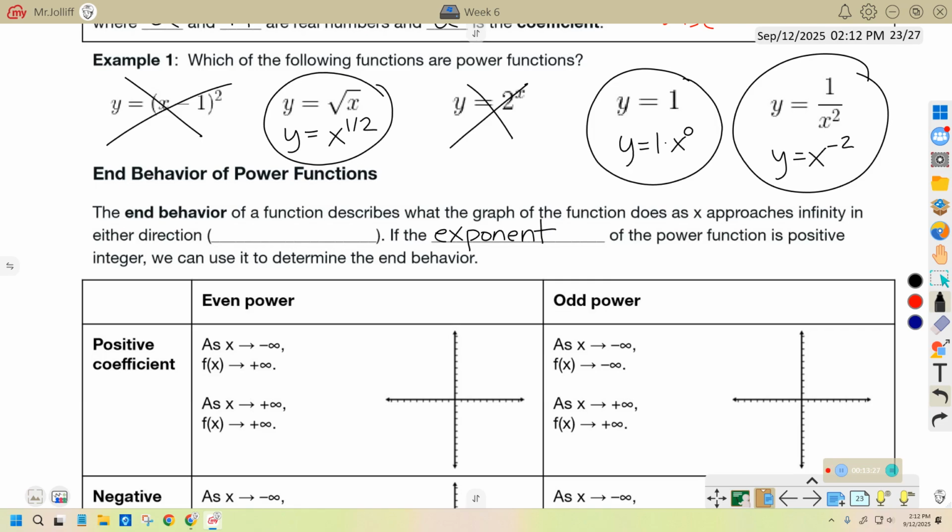But I know that second one is if the exponent of a power function is a positive integer, meaning it's a nice, pretty countable number and not a fraction or a negative, we can use the exponent to determine the end behavior. Describes what the graph of a function does.